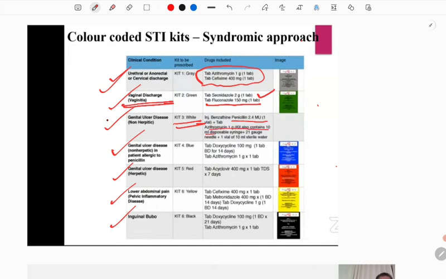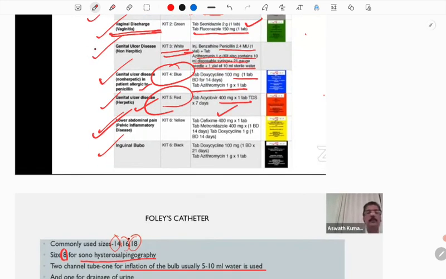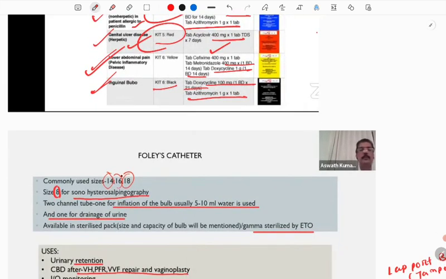The kit also contains a 10 ml disposable syringe, 21 gauge needle, 1 vial of 10 ml distilled water. Genital ulcer non-herpetic in a patient allergic to penicillin: kit 4, blue. Kit 3 is white, kit 4 is blue: doxycycline for 14 days, 100 mg BD, azithromycin 1 gram 1 tablet. Genital ulcer herpetic: kit 5 is red, acyclovir 400 mg TDS for 7 days. Lower abdominal pain, pelvic inflammatory disease: kit 6, cefixime 400 start dose, metronidazole 400 BD for 14 days, doxy for 14 days. Inguinal bubo: black kit, doxy 100 mg for 21 days, azithromycin 1 gram.